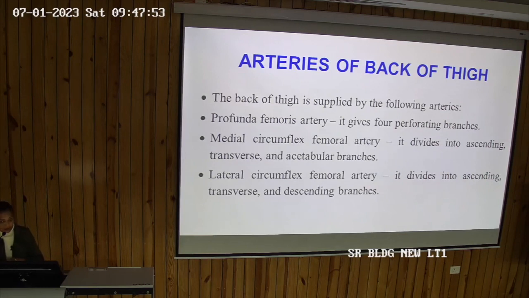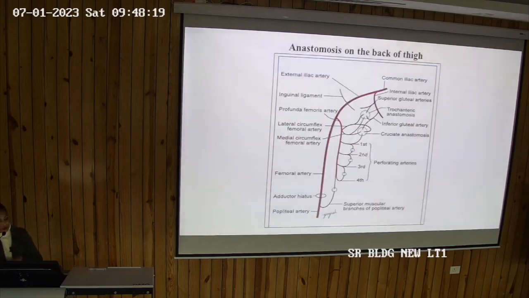Okay? Have you studied this? Medial circumflex then divides into ascending, transverse and acetabular branches. Lateral circumflex femoral artery again divides into ascending, descending and transverse branches. So the main supply of the back of thigh is coming from the branches of profunda femoris. This diagram is important. From this diagram, all the anastomosis is clear on the back of thigh.